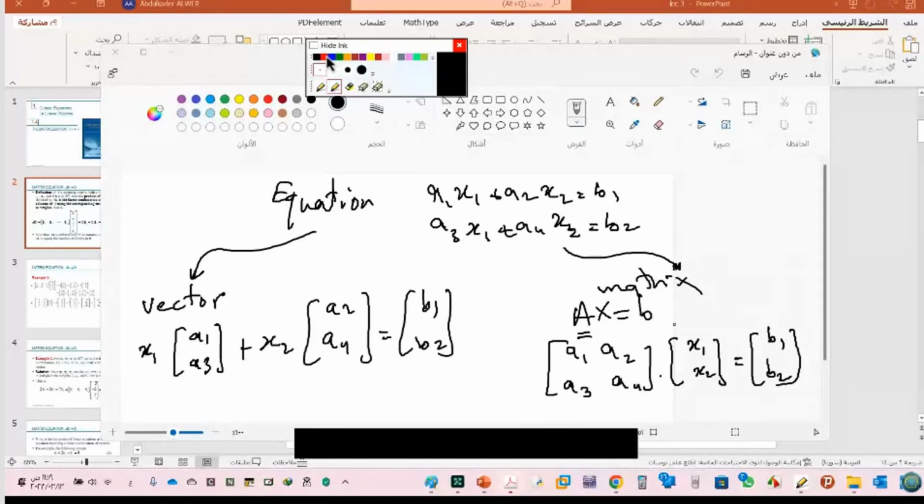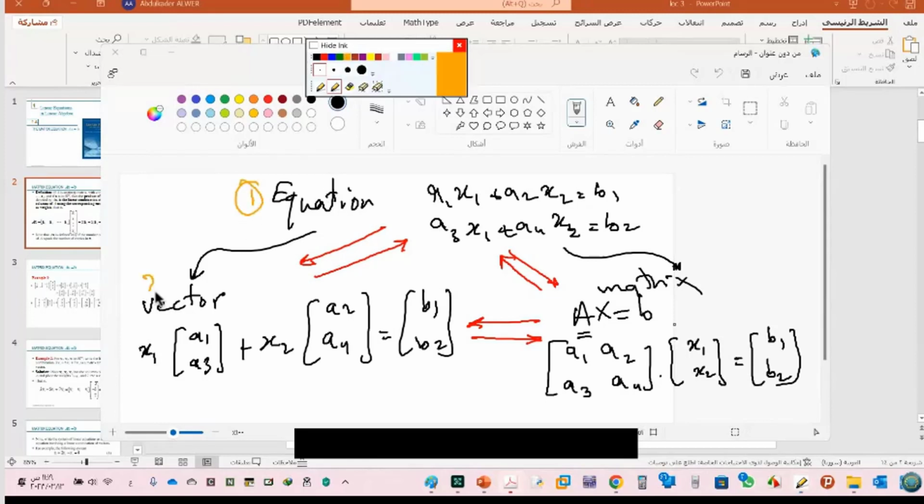So see from this one, I can convert from this to this, from this to this, and from this also to this. So these are the three forms that we have now. We've completed studying this: first one, equation, vector, and matrix. Any question about this? Is it easy for you? Any information about this?